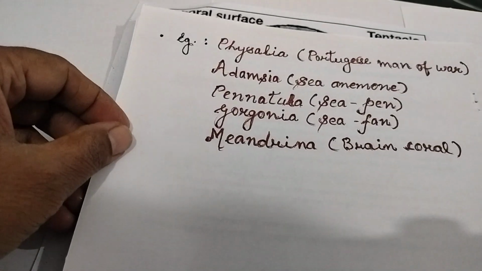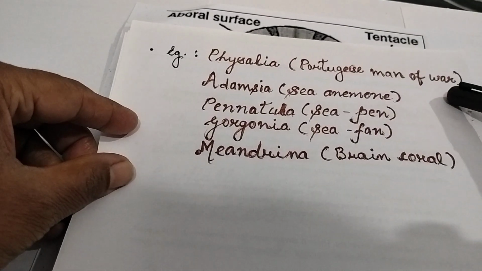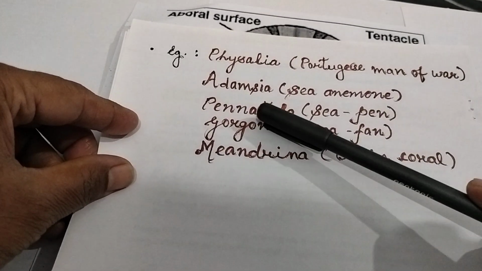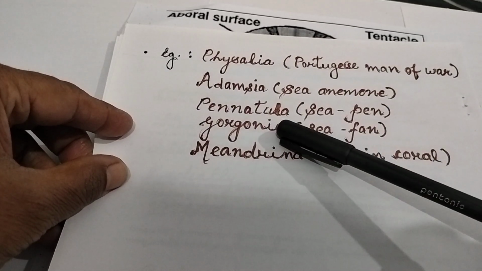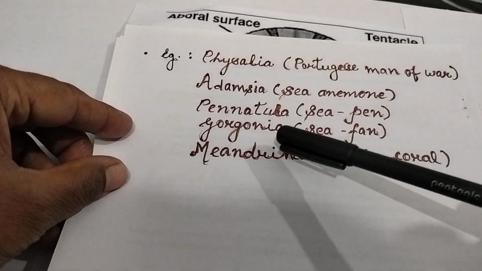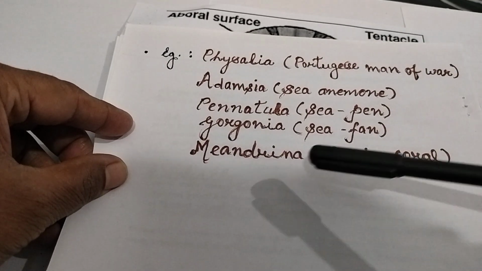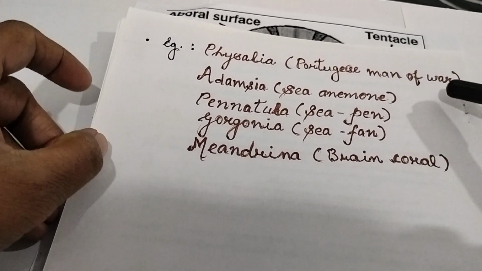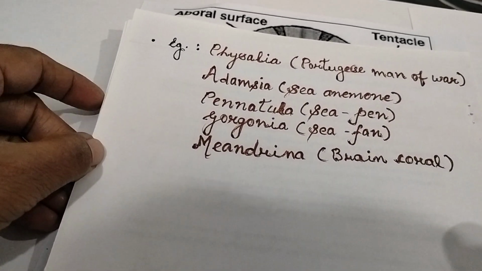Now, some examples of coelenterates: Physalia, commonly known as Portuguese man of war; Adamsia, commonly known as sea anemone; Pennatula, known as sea pen; Gorgonia, known as sea fan; and Meandrina, known as brain coral. So these were cnidarians or coelenterates, phylum Coelenterata.